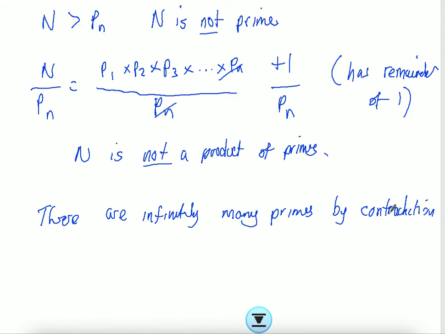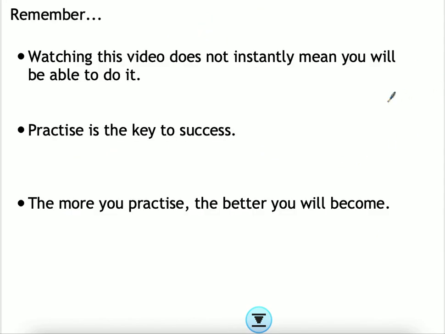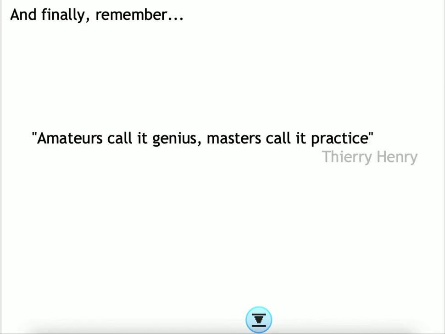Now, as I've said, this will take quite a bit of getting used to. It's quite challenging, but the statement is always the negation of the original statement, and then you try to prove that to be true, and something won't work eventually. So you can pick up a few marks by starting out the problem. As always, by watching this video, it doesn't instantly mean you'll be able to do it. You will need to practice this. These are the two most common things that you're asked to prove by contradiction. The more you practice, the better you will become, and of course, amateurs call it genius, masters call it practice.